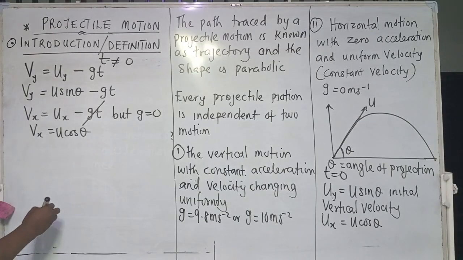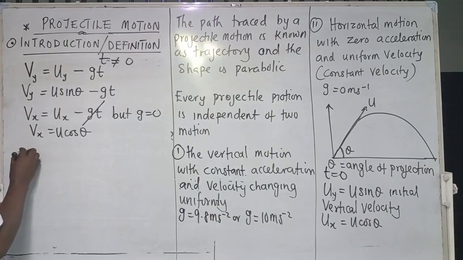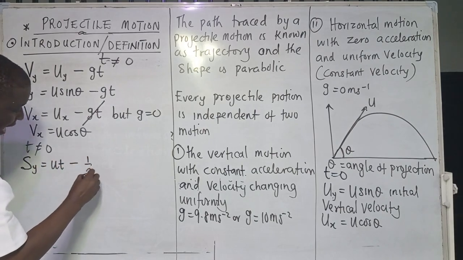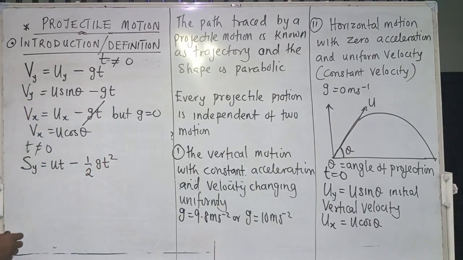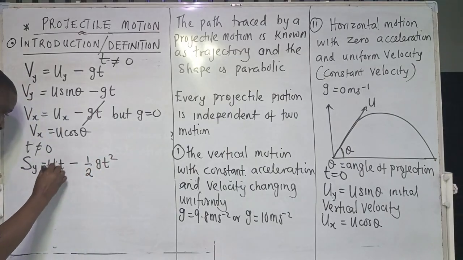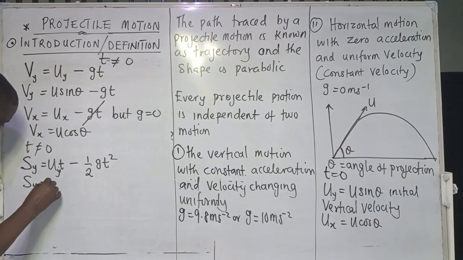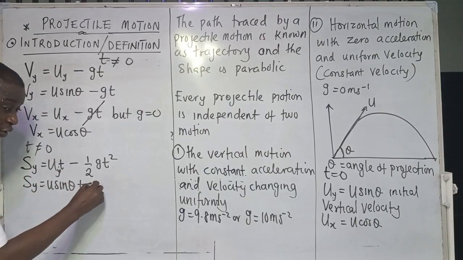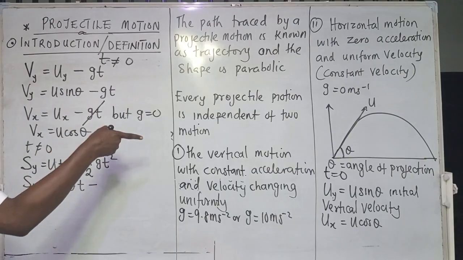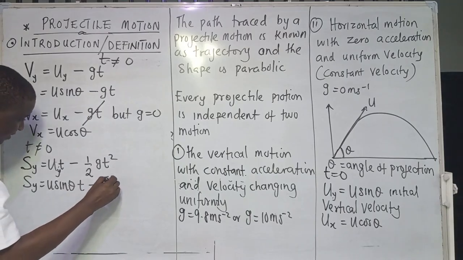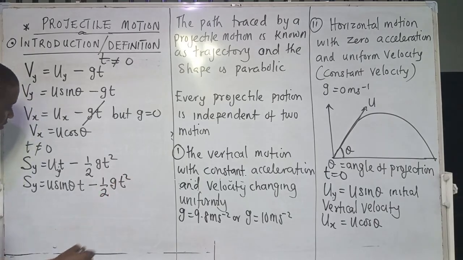Another thing you have to understand here is the displacement. I've talked about the displacement. Now, at t not equal to 0, we know that our displacement S equals ut minus half gt squared. That is the formula for it. So what is my Uy now? Sy equals u sine theta times t minus half gt squared. Why is it minus? Because it's going against, under the influence of gravity.